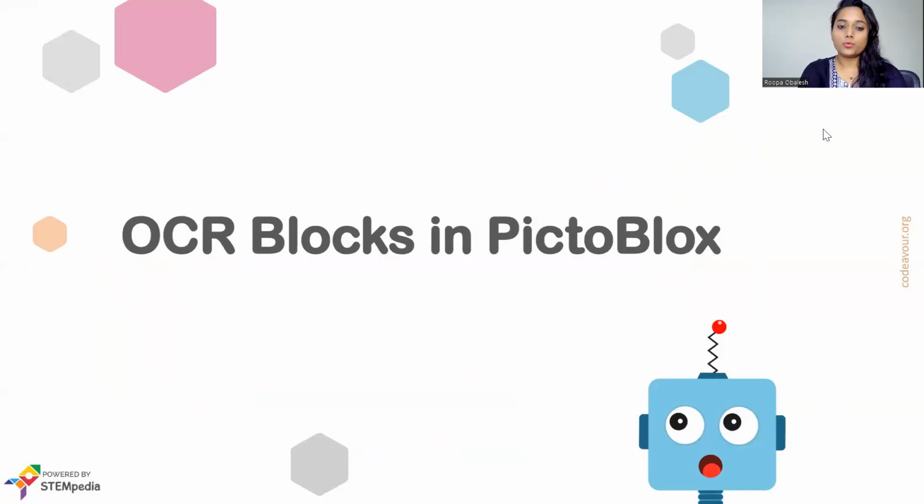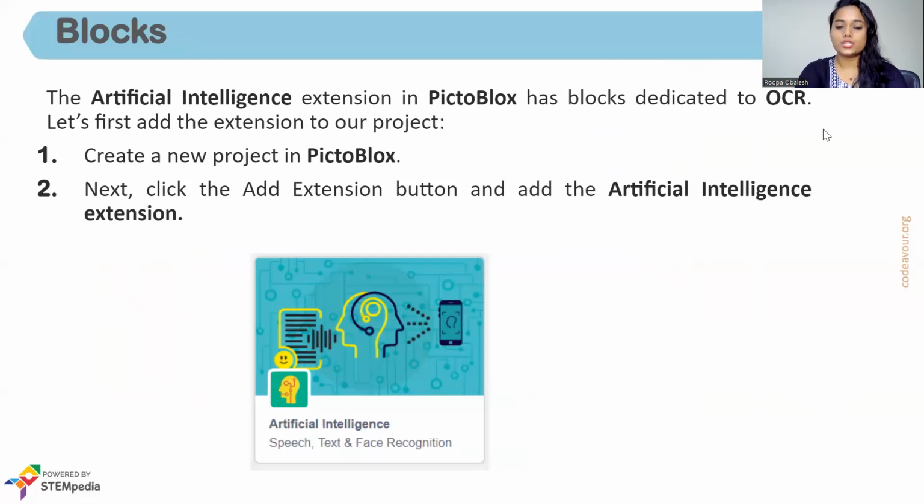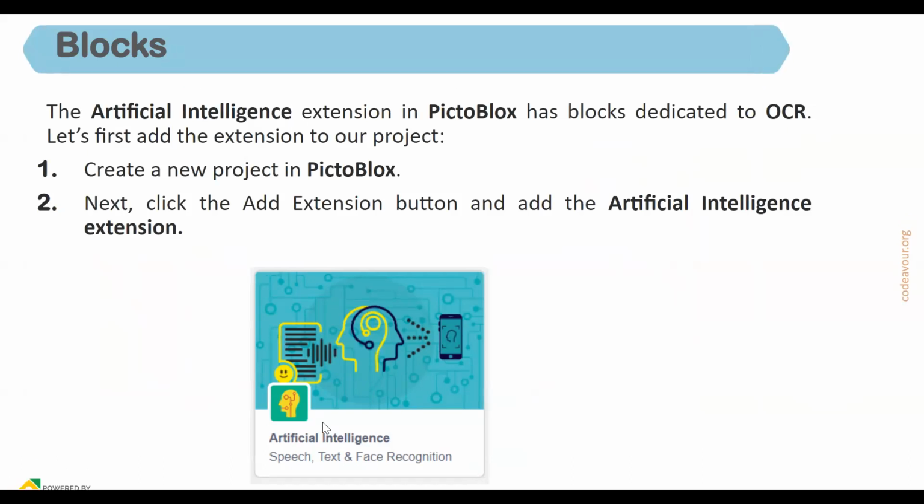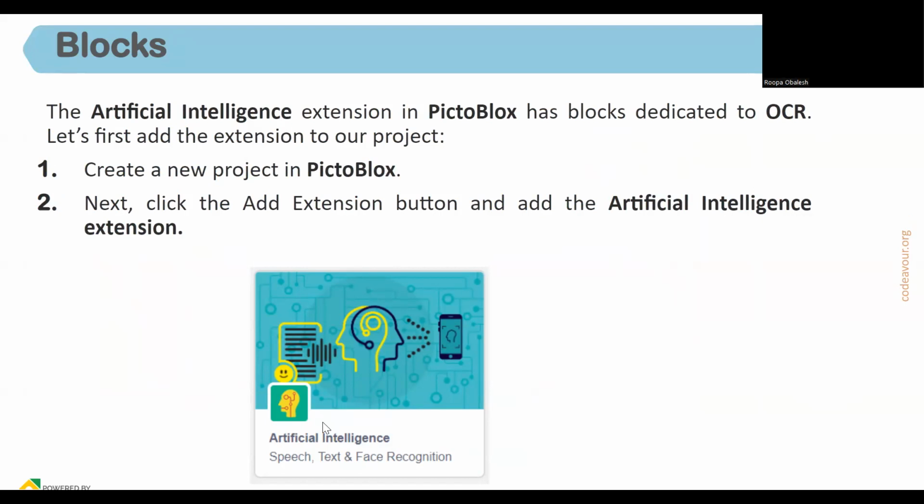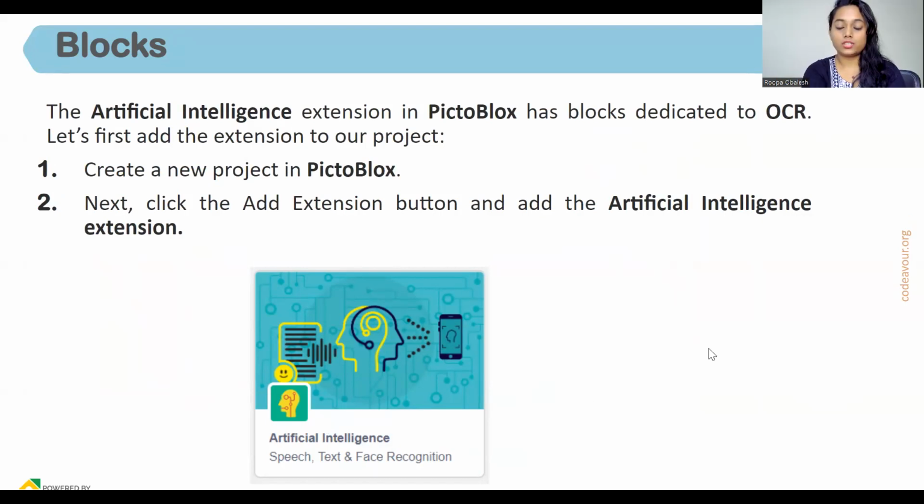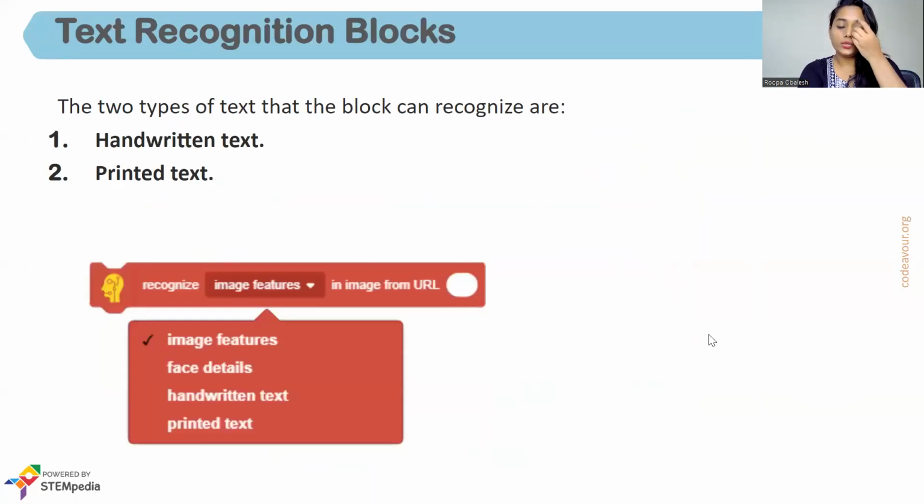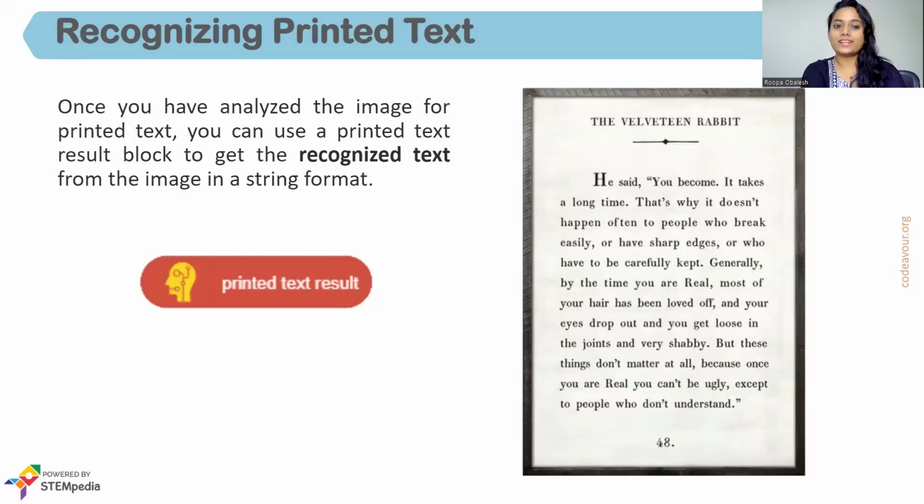And OCR in PictoBlocks is in artificial intelligence. In this particular artificial intelligence extension, we have the OCR blocks. Apart from this, we also have a separate extension in the latest version of the PictoBlocks application, that is text recognition. Right, students? So these are the two extensions you can use to do OCR activities. And here you can recognize handwritten text and printed text as well.